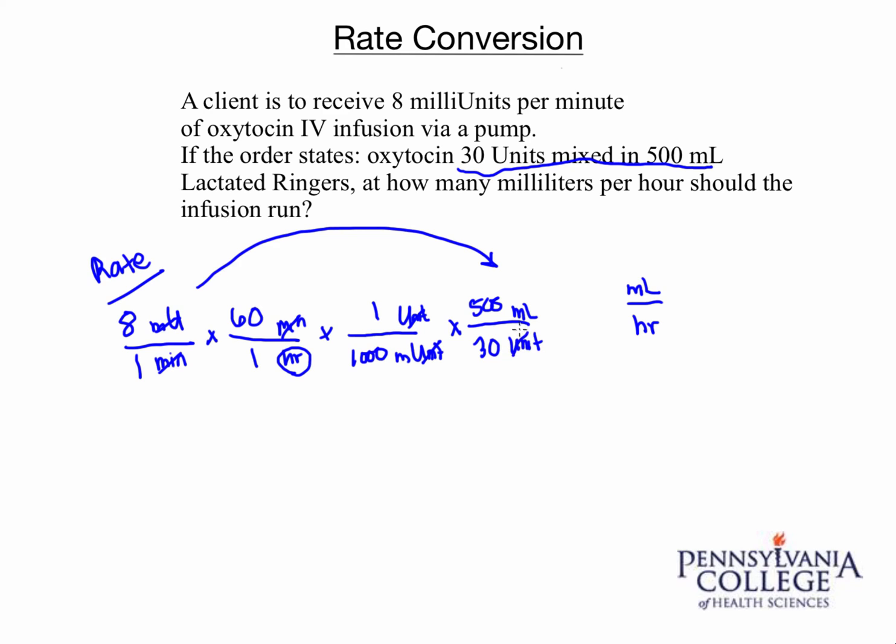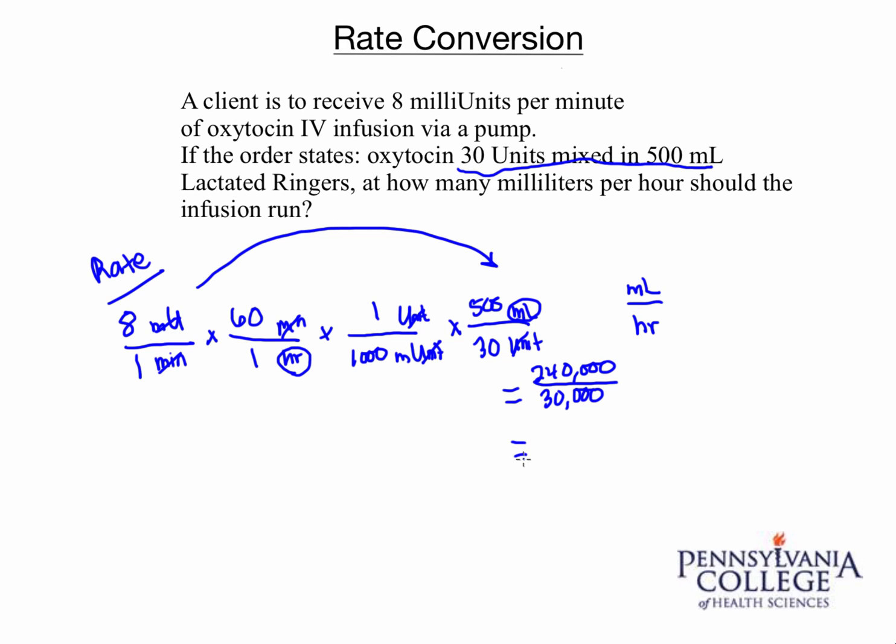So through this process of dimensional analysis, I was able to convert minutes into hours, milliunits into units, and then units into milliliters. And what I have now is, if I multiply by these conversion factors, my numerical answer will have a unit of milliliters per hour. So I'm going to multiply the numerators. In this example, let's take 8 times 60 times 500, and what we get is 240,000. That's what happens when you multiply the numerators. In the denominator, you're going to get 1,000 times 30. This is 30,000.